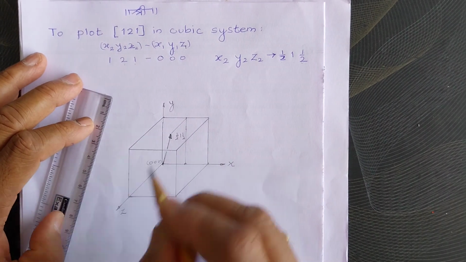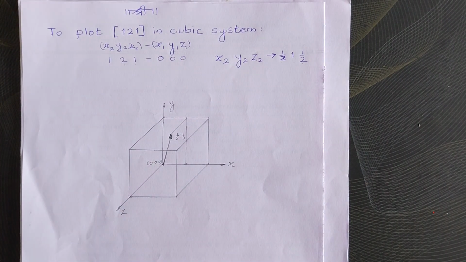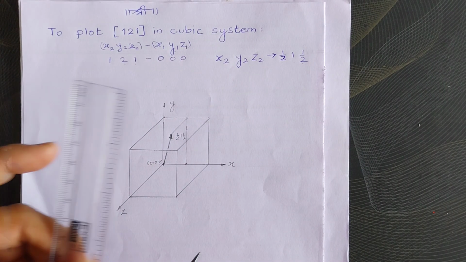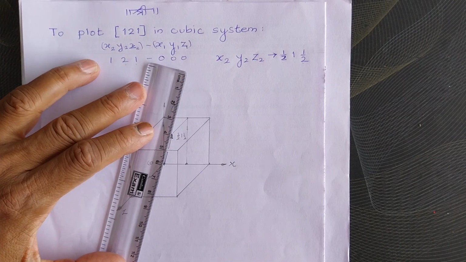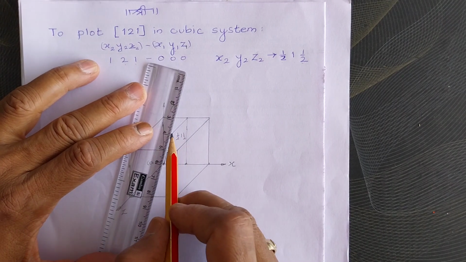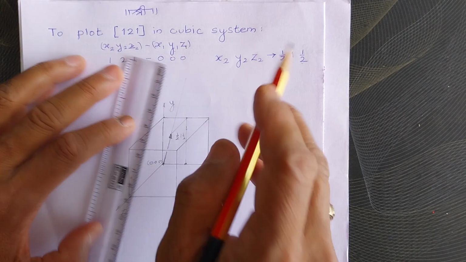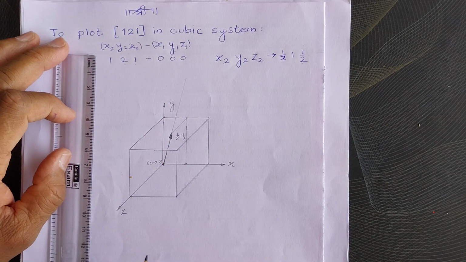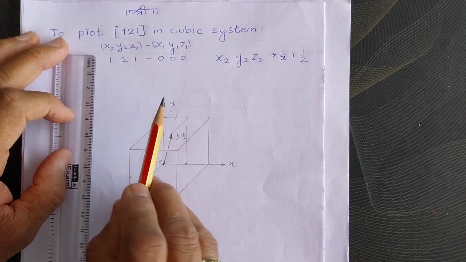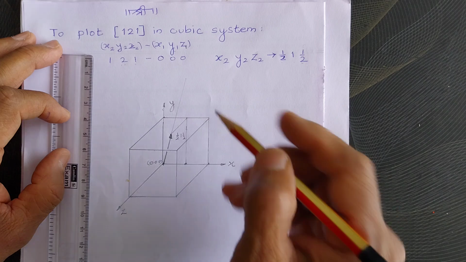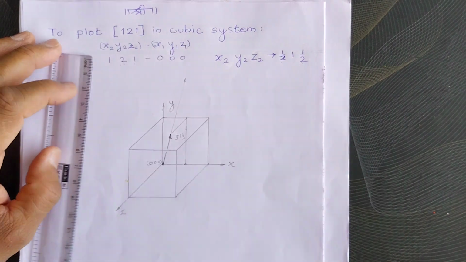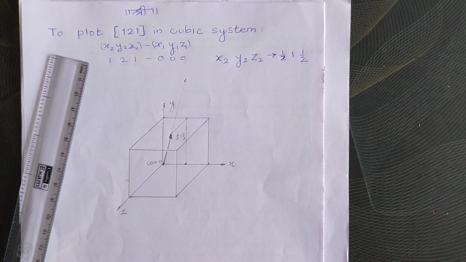That is the direction 1 2 1. In fact, this particular line can then go beyond the unit cell and intercept the second unit cell in the y direction at 2 points, right? So this direction is actually the 1 2 1 direction. Thank you.